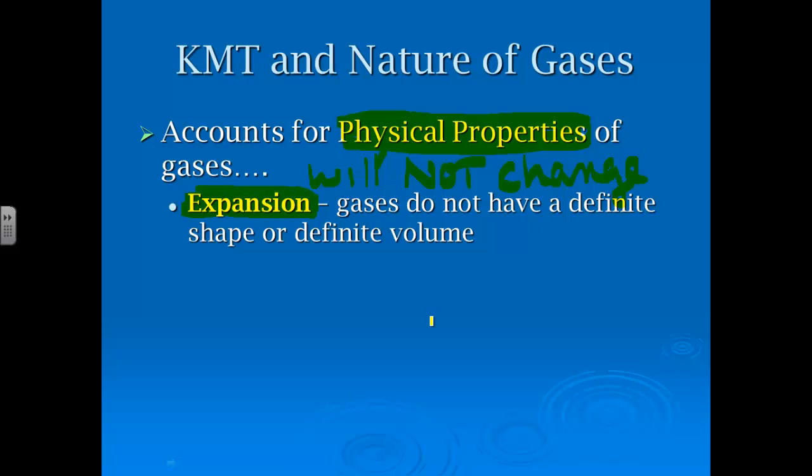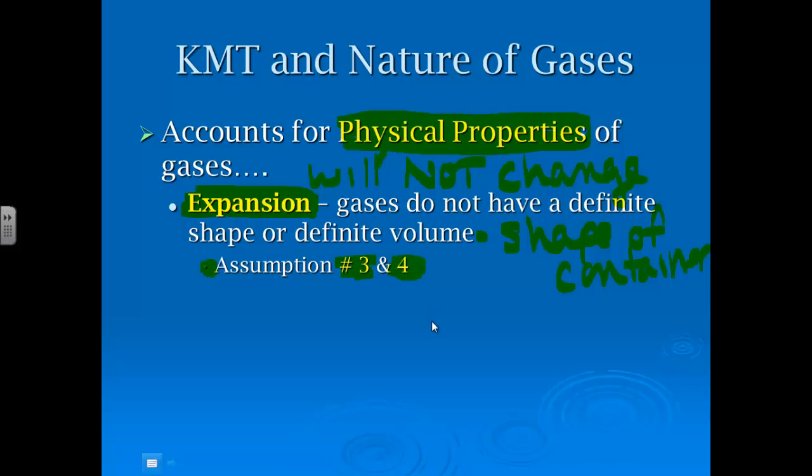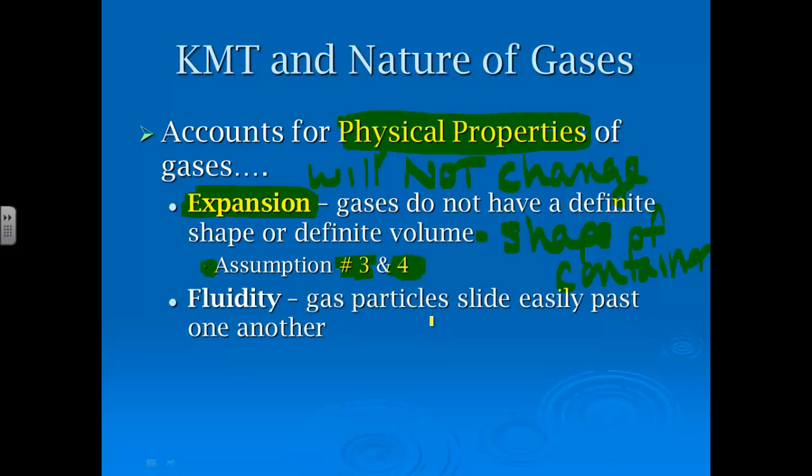Okay, the first one is expansion. And expansion occurs because gases do not have a definite shape or volume, and they will always take the shape of their container. Okay, and this is something that we've learned for probably a long time. And this is due to assumptions 3 and 4. So the fact that they're moving very quickly, which is number 3, and the fact that they do not have forces of attraction or repulsion allows them to take the shape of their container.